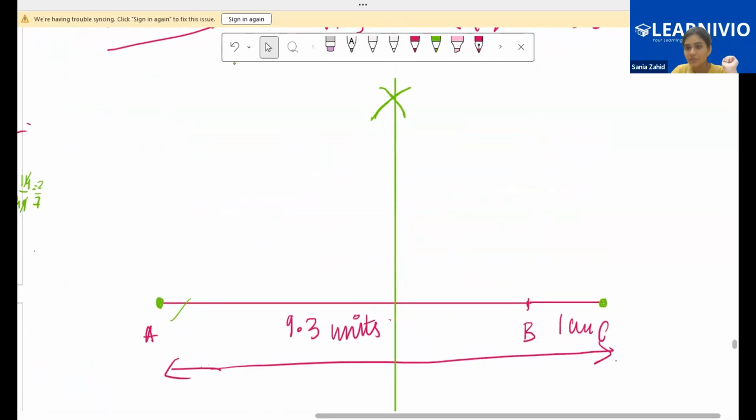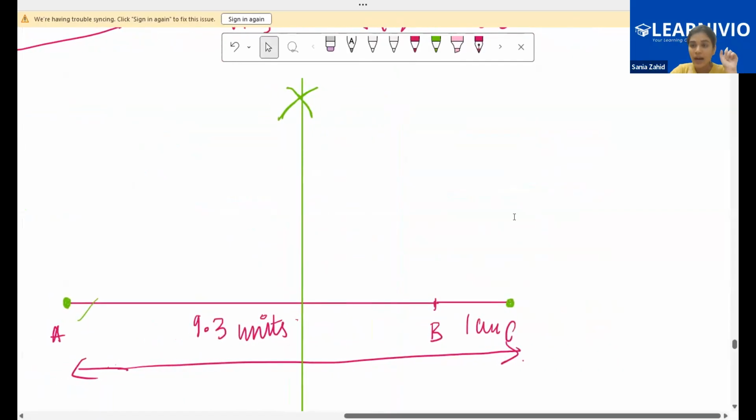Got it? Yes, ma'am. Okay. Now what you will do is you now have the midpoint of this line. So everybody now knows how to find the midpoint of a line. So the midpoint of the line is this.